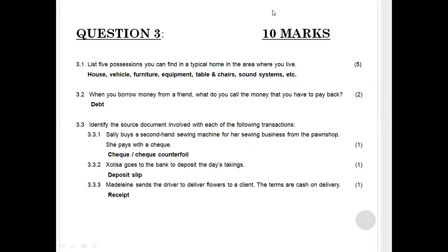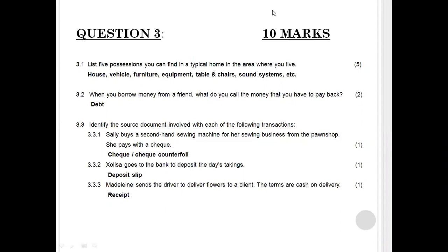I'm actually already giving you the answer there. Because if she's paying with a check, then the only source document can be a check or the check counterfoil. So any of those two, you can give yourself 1 mark there. Because Sally buys a sewing machine, okay, and she pays immediately with a check, with nothing else. So it can't be a deposit slip, okay? She is writing out a check. So actually no cash money is involved if she's writing out the check.